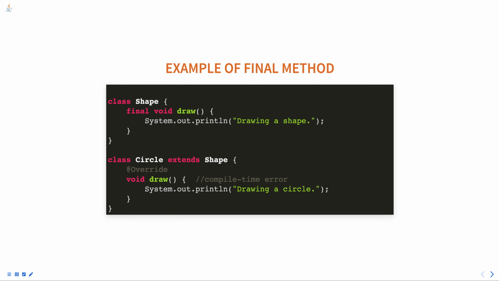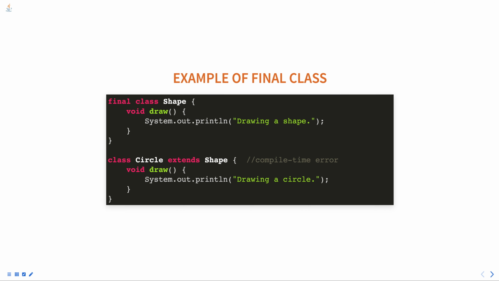A final method. In this example, the method draw is declared as final in the superclass Shape, so it cannot be overridden by the subclass Circle. We'll have a compile time error when we try to implement the draw method in the Circle class.